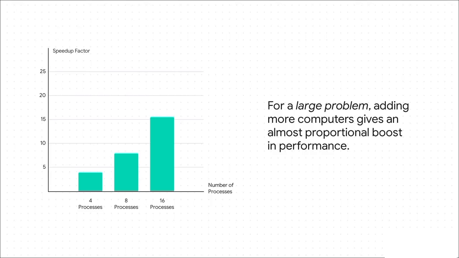And here's that same data visually, which makes it even clearer. You can see the bar is climbing almost perfectly in line with the number of processes we throw at the problem. This is what parallel programmers absolutely dream of. It's called near linear speedup, and it means our parallel strategy is working beautifully. Adding more computers is actually giving us an almost proportional boost in performance.